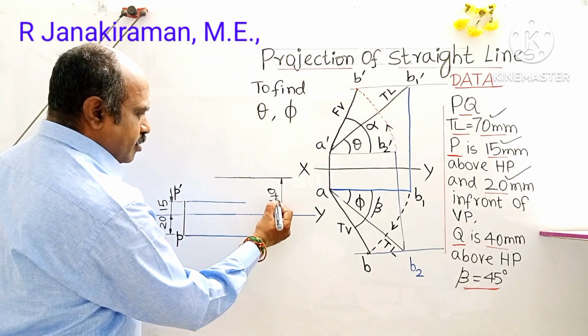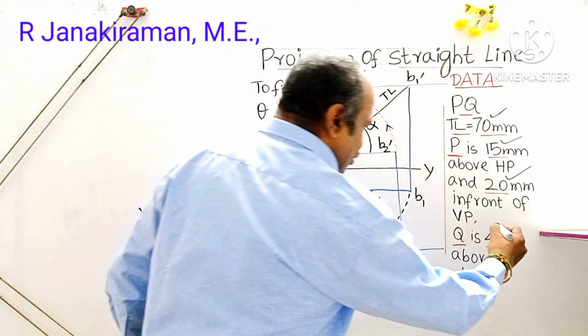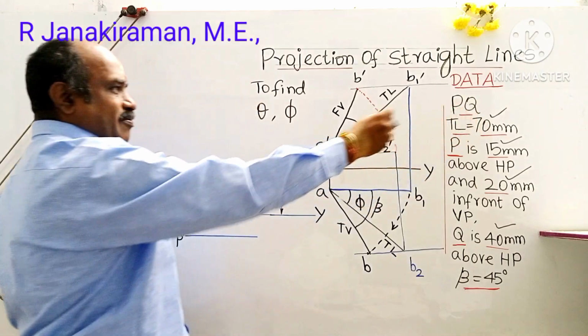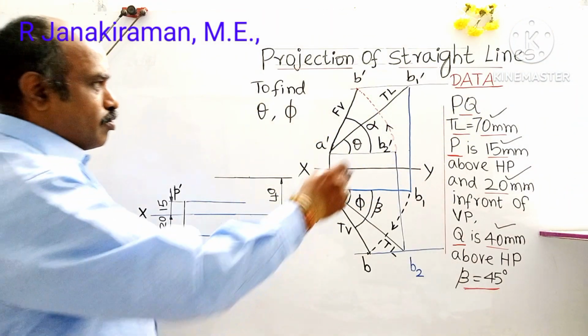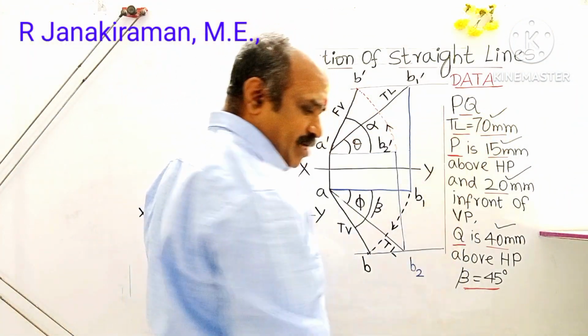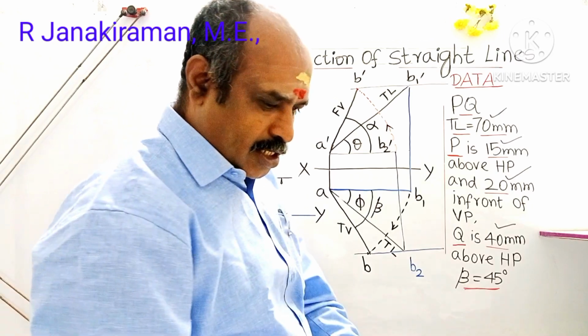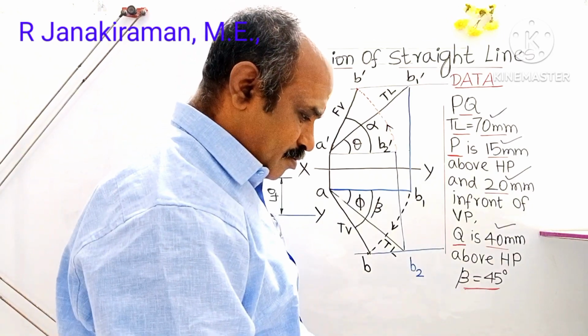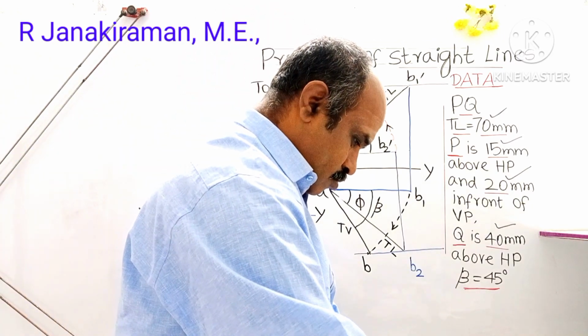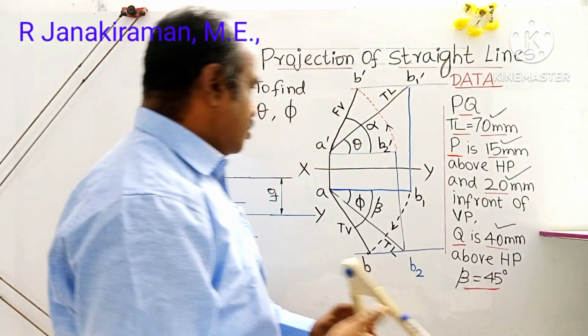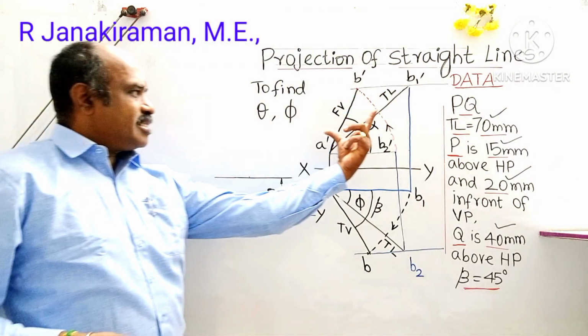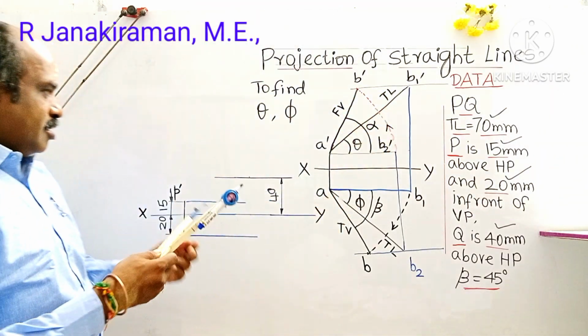Okay, so next, what is given? This is also marked. So next, true length is given, that we will make use of. True length is TL 70 mm. Take 70 mm in your compass, that is 7 centimeter. Okay, now I am going to mark this A dash B1 dash.